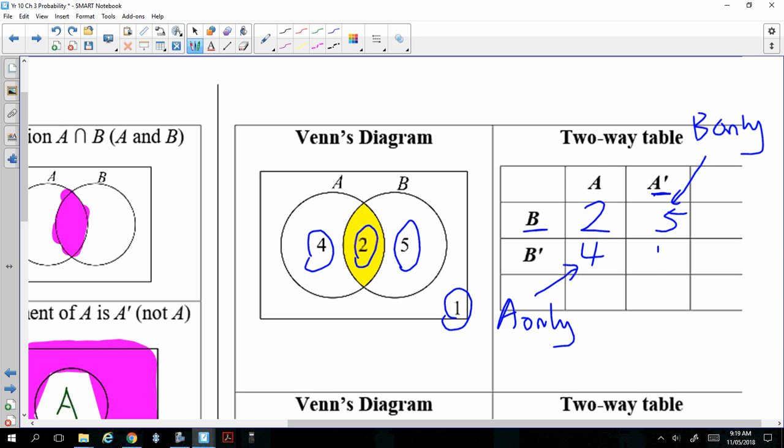And then what you need to do is to find a total. So 2 plus 5 is 7. 2 plus 4 is 6. 6, 5, and 4.